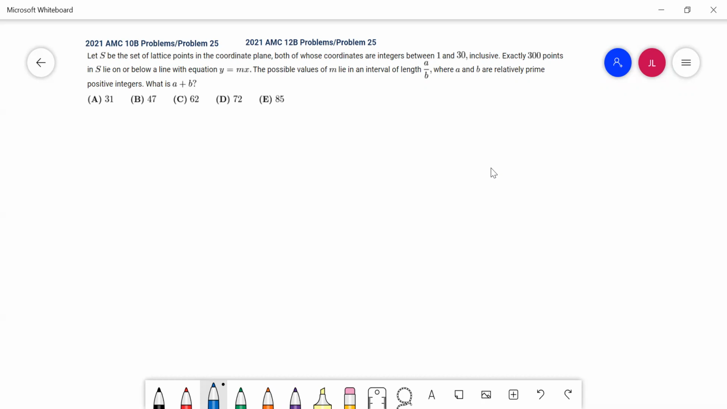between 1 and 30 inclusive. Exactly 300 points in S lie on or below a line with equation y equals mx. The possible values of m lie in an interval of length a over b, where a and b are relatively prime positive integers. What is a plus b?